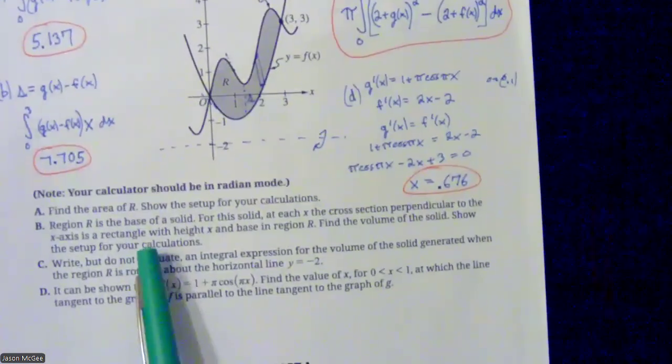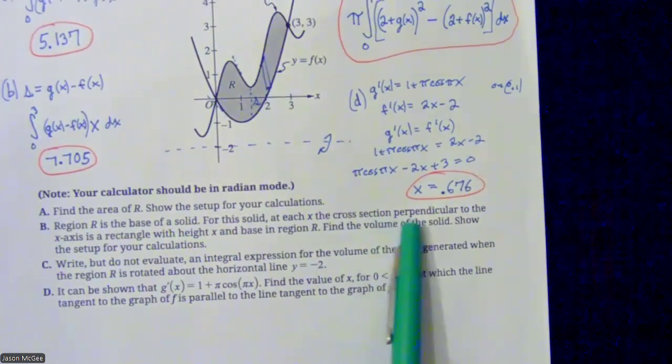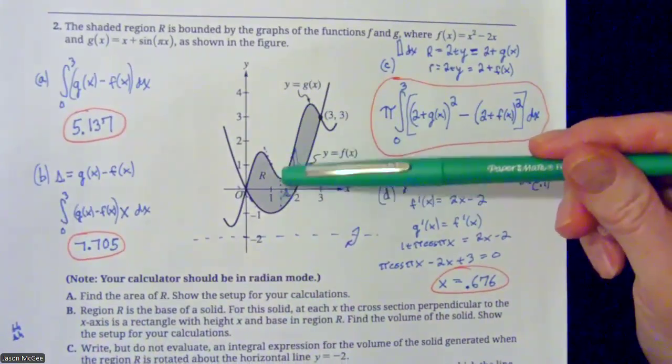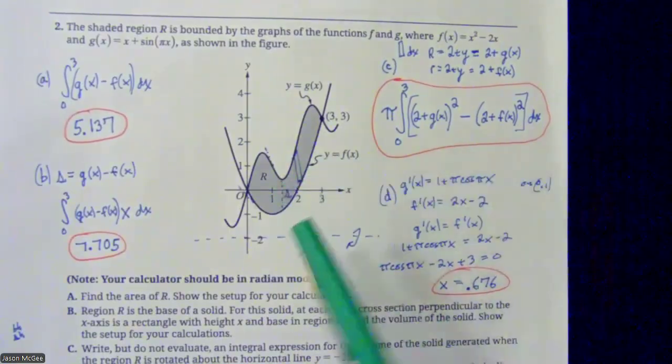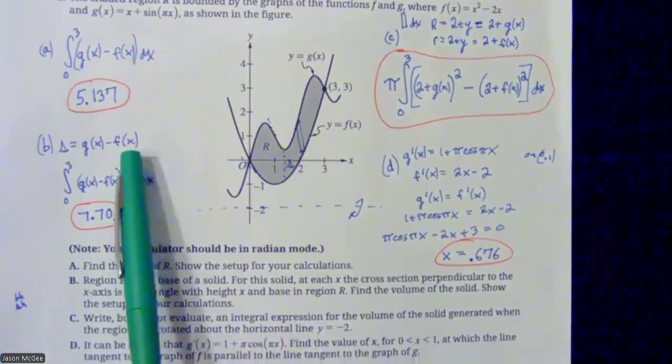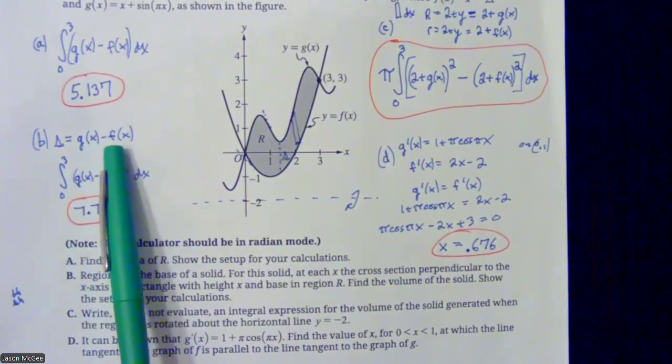All right, part B says we've got the base of a solid, with cross sections perpendicular to the x-axis. So I drew a little line segment perpendicular to the x-axis, and to find the length of that segment, that's just going to be top y minus the bottom y. So the s is going to be g minus f.